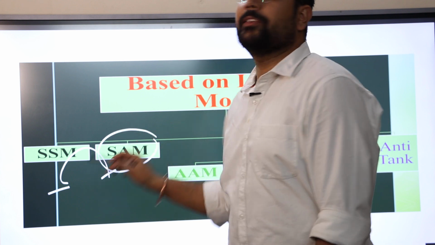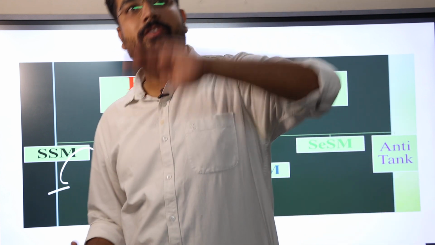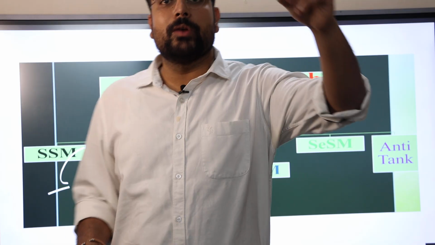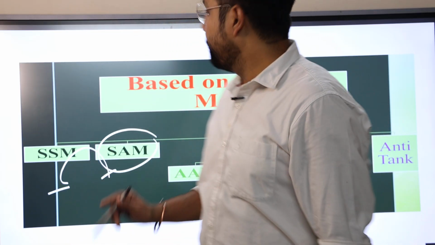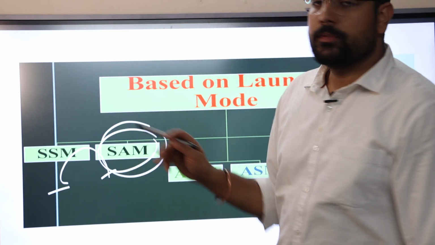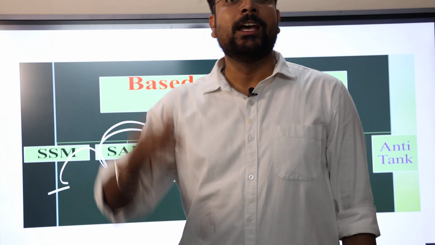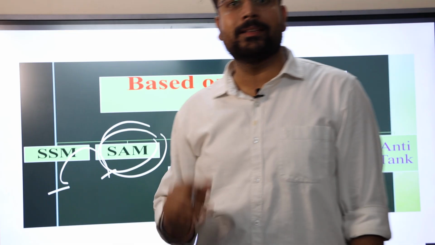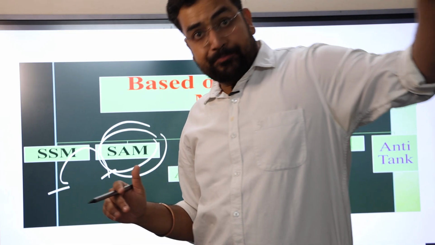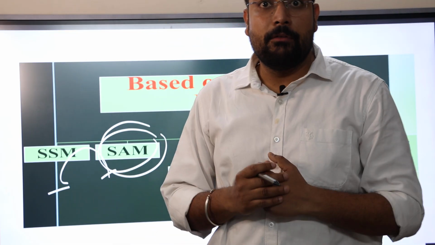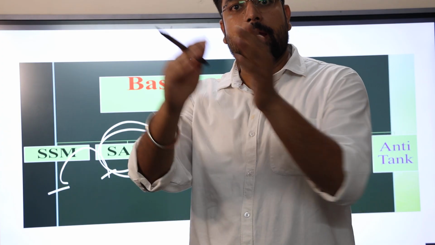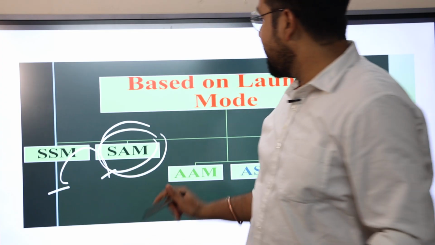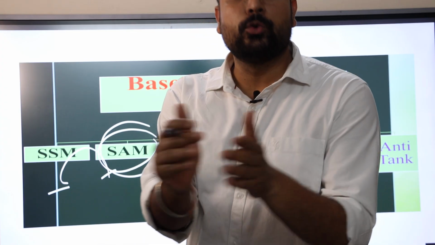The second category is surface to air missile. When I launch a missile to hit a target which is situated in the air, such missiles are surface to air missiles. The beauty of surface to air missiles is that they are capable of hitting movable targets. Let's say, for example, there is an enemy fighter jet roaming in the atmosphere of a particular country. They can hit such fighter jets with the help of SAM, surface to air missile.